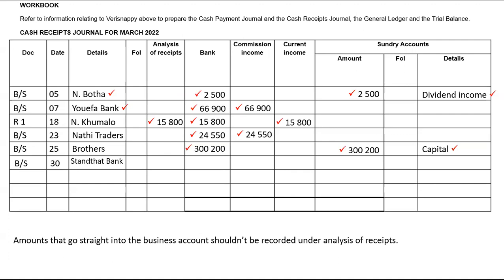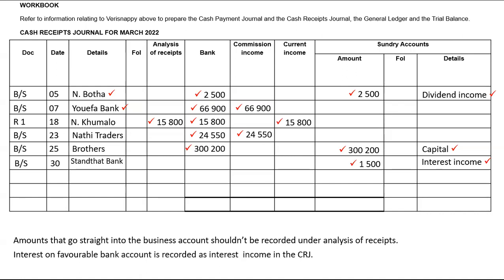We received this statement from Standard Bank. It was 1,500, which is interest income. I specified interest income is simply interest on a positive bank balance, which we refer to as a favorable bank balance, and that will be recorded in the CRJ.